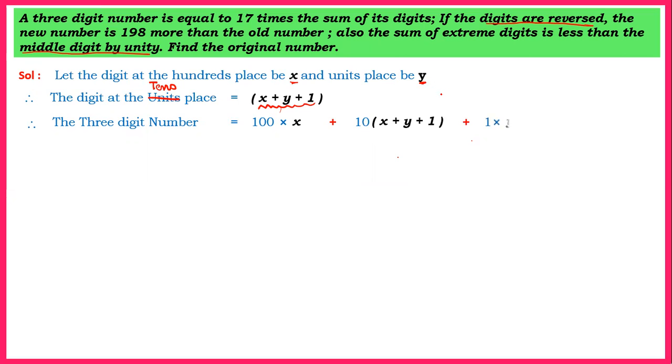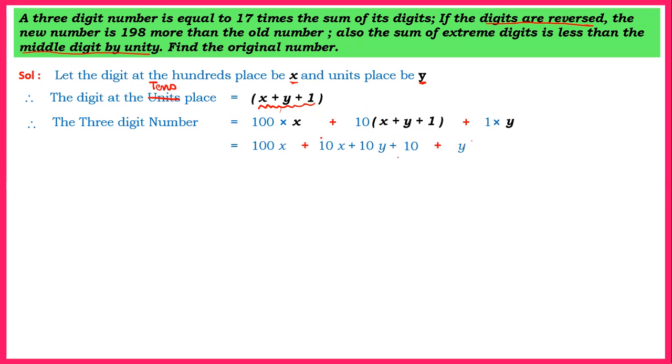So 1 into y. Now try to understand, this is the most important concept. One is, how did we get the digits in the middle place, that is tens place, and the 3-digit number, that is multiply 100 to the hundreds place, 10 to the tens place, and units place, that is ones place, will be multiplied by 1. Let us try to simplify it. 100 into x will be 100x plus, open the bracket, multiply 10 to each and every term inside the bracket. So 10 into x will be 10x, 10 into y will be 10y, and 10 into 1 will be 10, and plus y into 1 will be y.